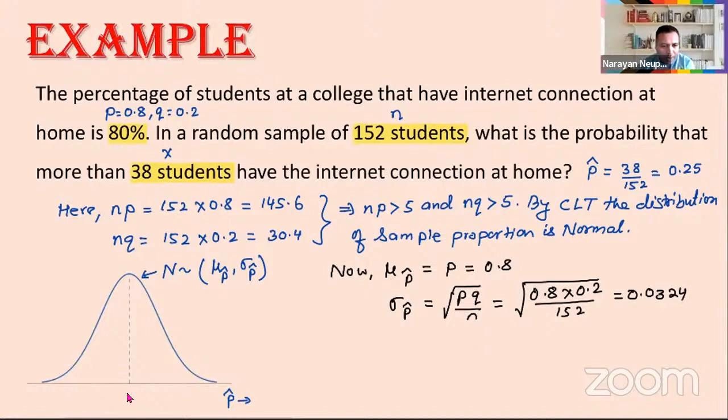The mean is in the middle, so here I can have 0.8 in the middle. We want to find the probability that more than 38 students, that is more than 25%, have internet connection at home. So if this is 80%, 25% will be somewhere there. Let me draw that. So maybe that is 25%, 0.25. We want to find the probability that more than 25% have the internet connection.